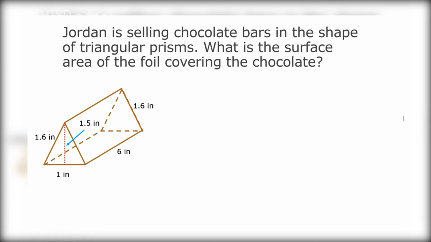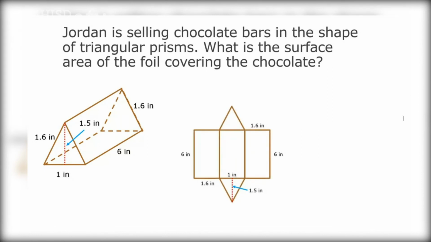And the following problem says, Jordan is selling chocolate bars in the shape of triangular prisms. What is the surface area of the foil covering the chocolate? So in order for us to do this, and again, we need to draw the net of this triangular prism, which is gonna look something like this. And as you can see, I draw every measure in order for me to be able to find the areas of each of the faces.